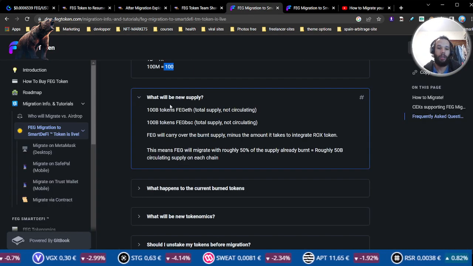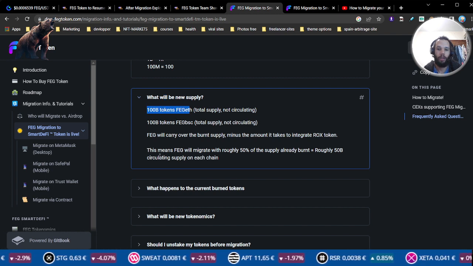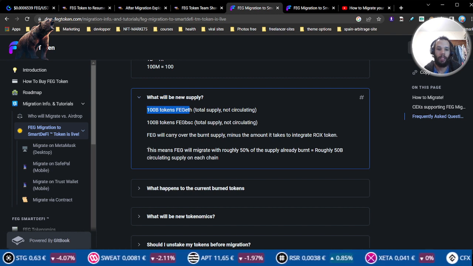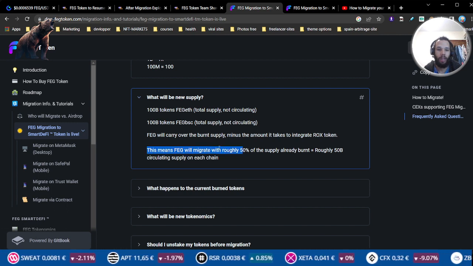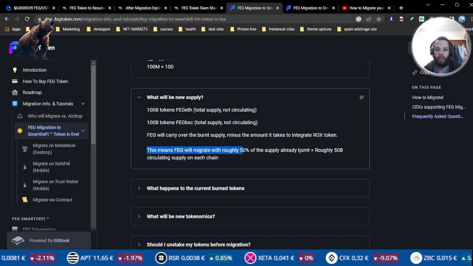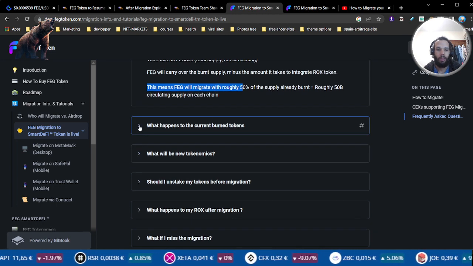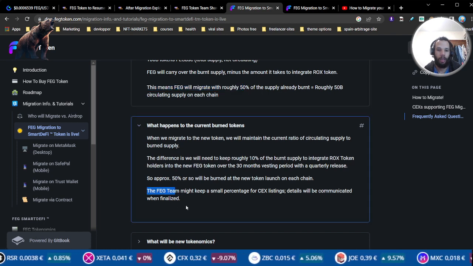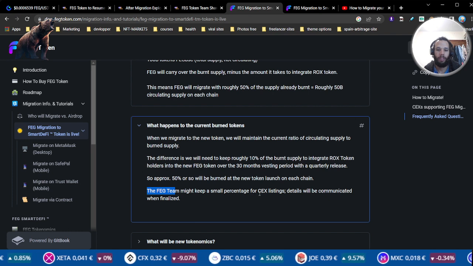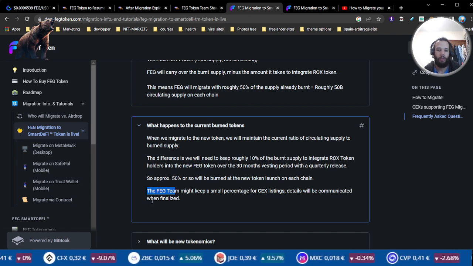What will be the new supply here? All the information that you need is here, but this sentence caught my attention. This means fake will migrate with roughly 50% of the supply already done, blah blah blah, circulation. But one thing that also caught my attention, not that one, is this: here, might keep a small percentage for centralized exchange listing. Details will be communicated when finalized.